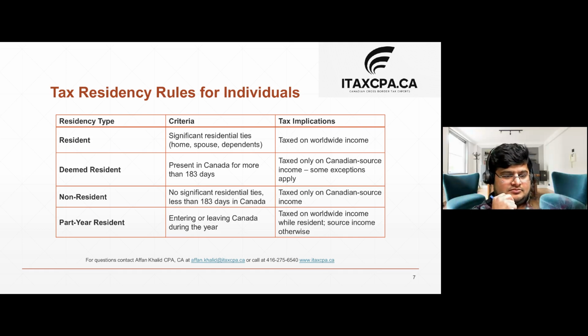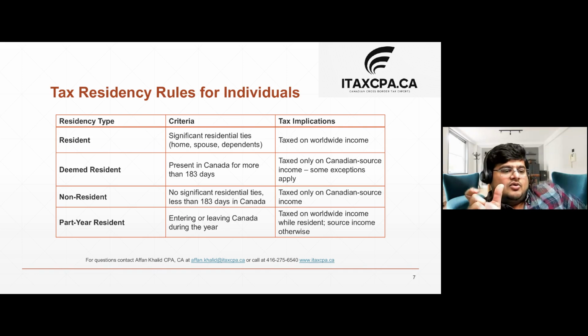Generally, non-residents are only subject to tax on Canadian source income, subject to a tax treaty. A tax treaty can override the Canadian domestic tax law, and determine whether the income is taxable or non-taxable. But in the absence of a tax treaty, as a non-resident, you're only taxed on your Canadian source income.